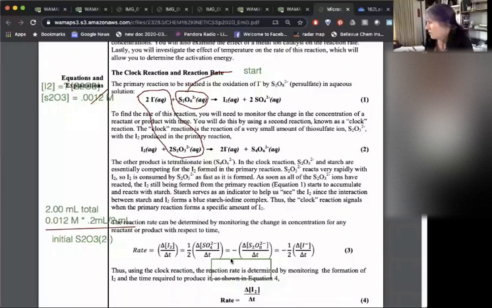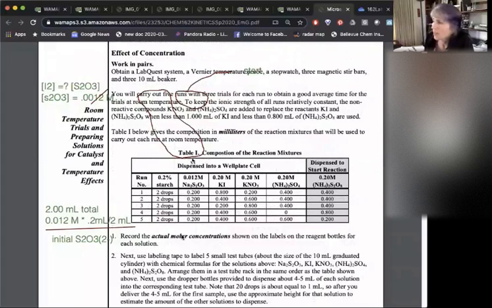And throughout the experiment, the amount of thiosulfate is just constant the whole time, right? Yeah, I believe so. And we can look at that table to make sure. Yeah, that's constant each time. So what we're changing is the iodide concentration and the persulfate concentration.